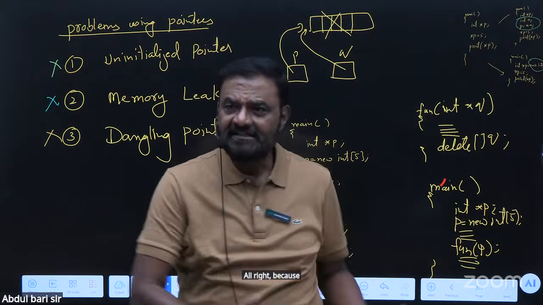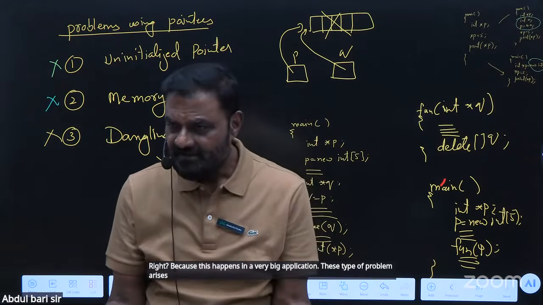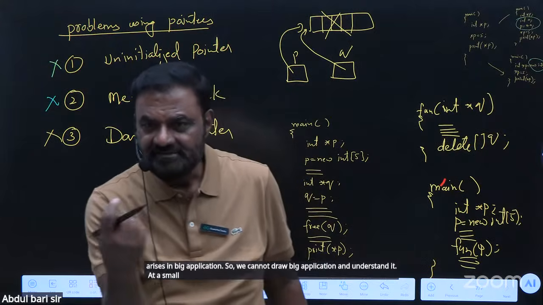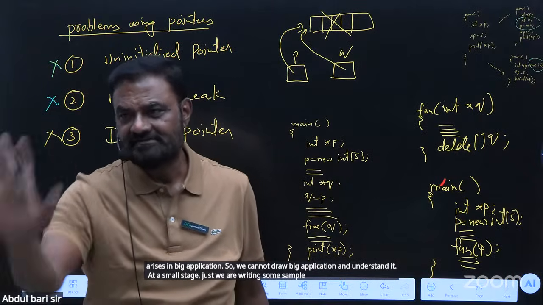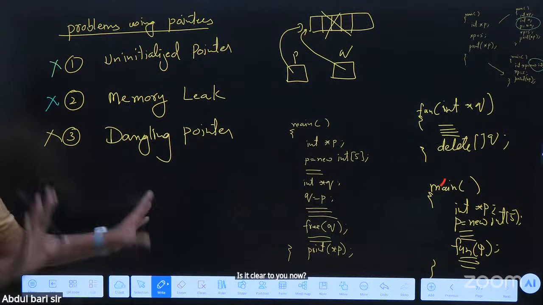Because this type of problem arises in a very big application. So we cannot draw a big application and understand it. At a small stage, we are just writing some sample code and understanding. Is it clear to you now? Just in 2-3 lines we will understand.